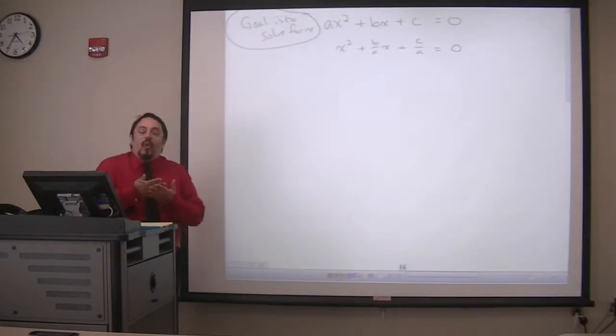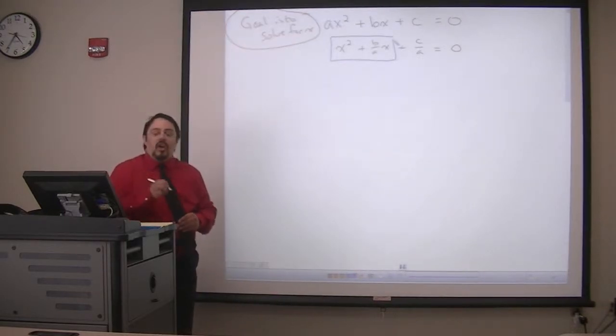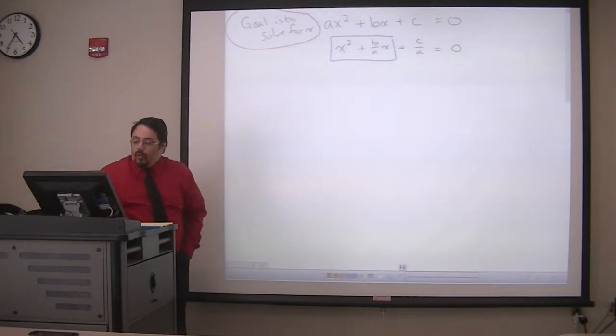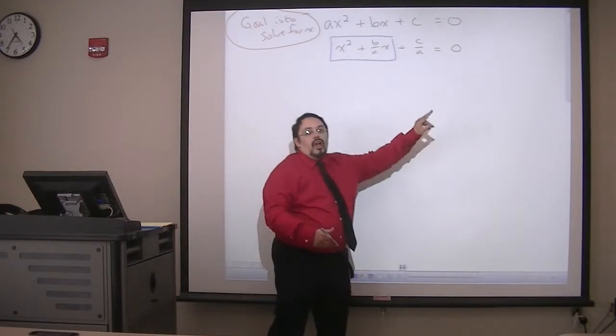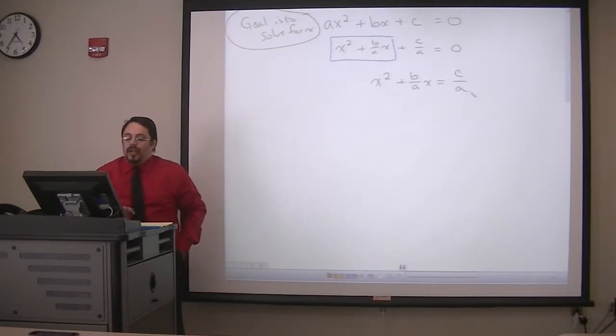So remember when we're completing the square, we're using these first two terms to make a perfect square trinomial out of those. So this c over a over here, we're going to subtract that and move it to the right-hand side, leaving us with the first two terms, and then negative c over a on this other side.